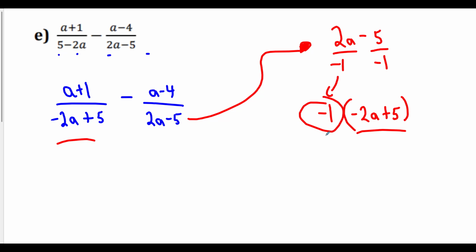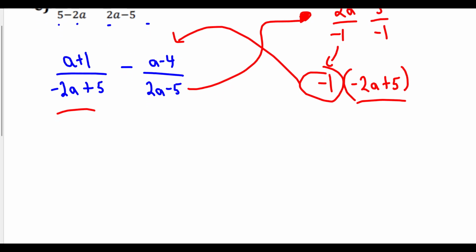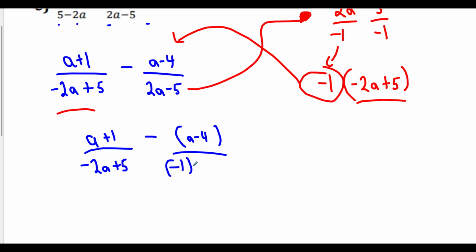Well, the cool thing about -1 is we can just multiply the top by -1. What do I mean by that? Well, here, this becomes a plus 1 over -2a plus 5, and negative a minus 4 over -1 times -2a plus 5.